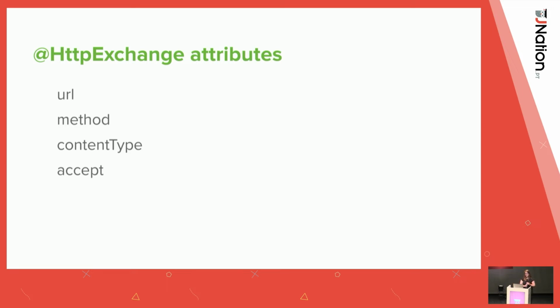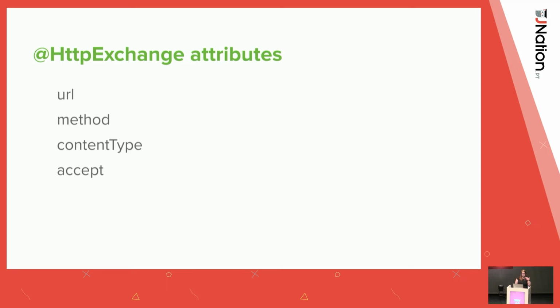So HTTP exchange will have the following attributes: URL, method, content type, and accept. And by the way, all that I'm going to be showing here is already available in Spring 6 milestones. So you can go give it a try, let us know what you think, create issues if you think something should be changed, or contribute pull requests. So this is all available.